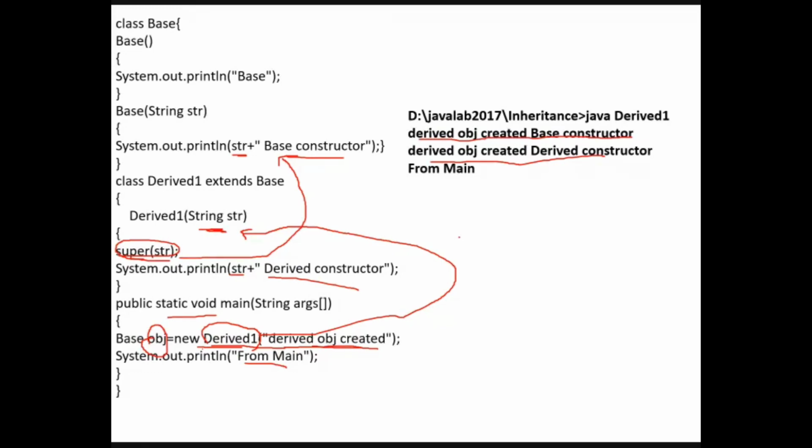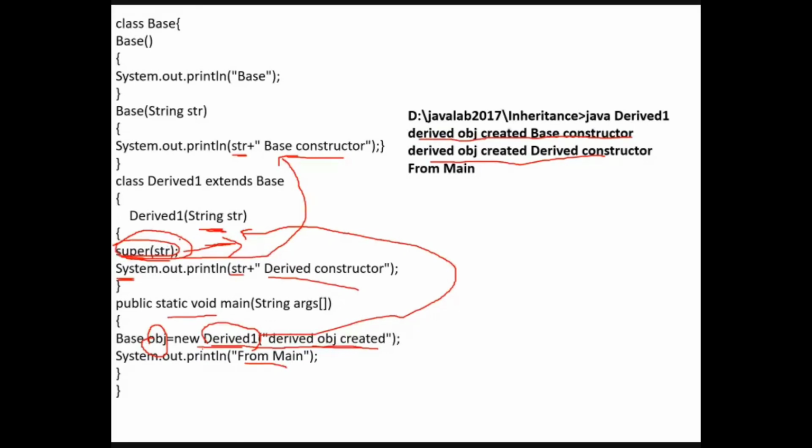This super str should be the first statement in the constructor. You cannot write it after another statement. Can you put super str after the System.out.println? It is not possible. The super constructor call should always be the first statement. Also, by using the super keyword, you can only call the immediate base class constructor.